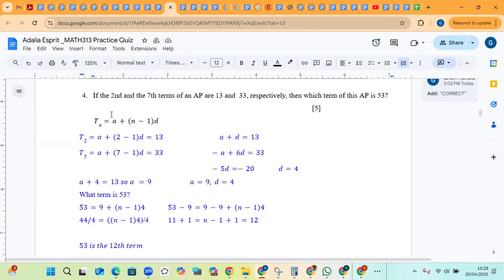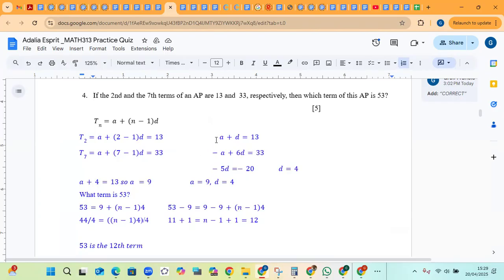Here, the second term will give us 13. So that's why we have a plus 2 minus 1 d is equal to 13. We simplify, so a plus d is equal to 13 because 2 minus 1 is 1. The seventh term, 33, n is 7. 7 minus 1 is 6, equal to 33.